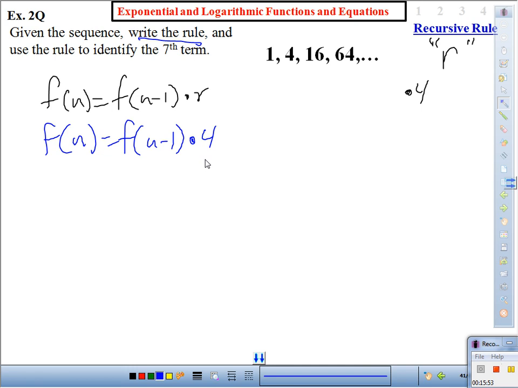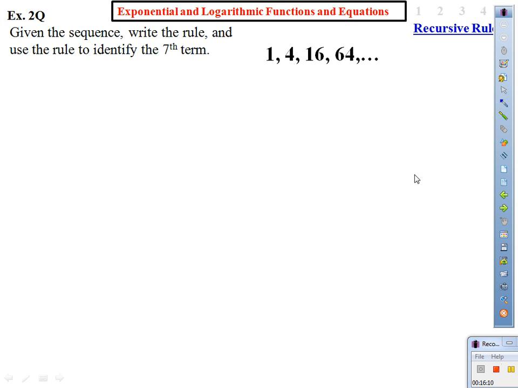You do the work and so on and so forth. All right? So this is recursive. So what did we know? That we need to memorize both forms, arithmetic and geometric, for recursive.